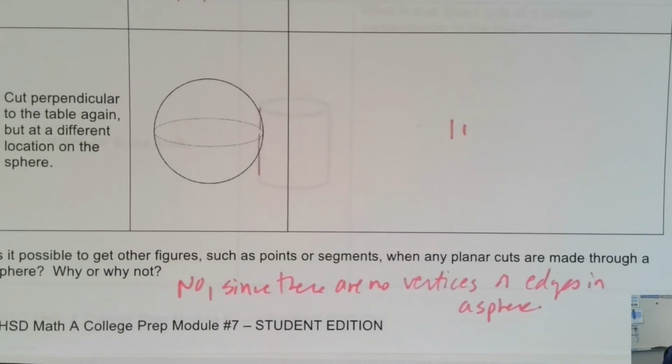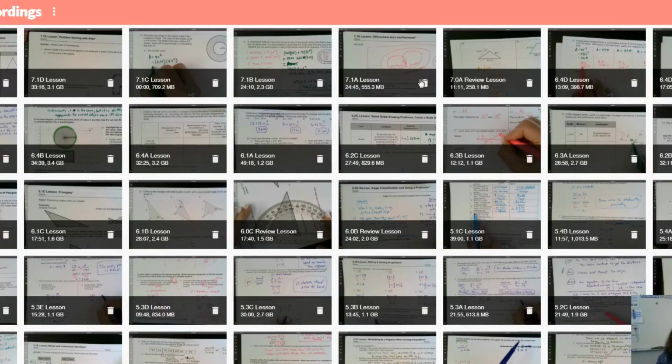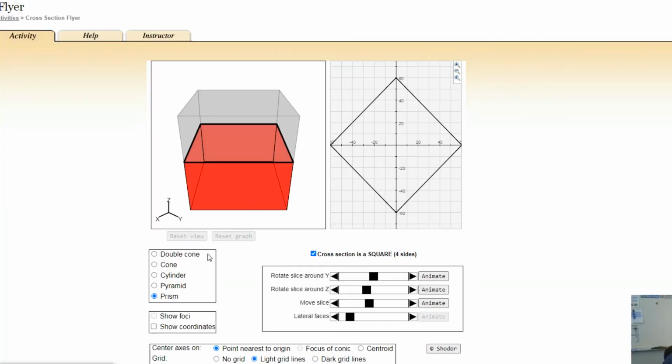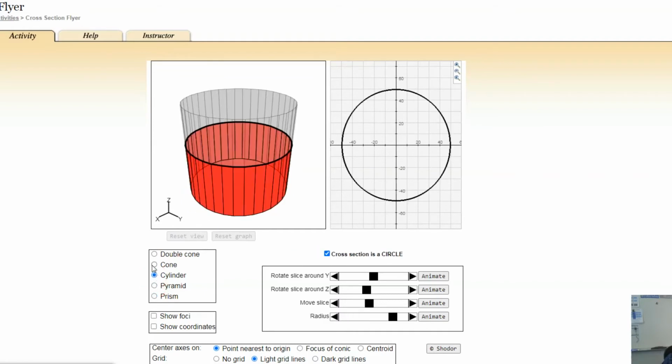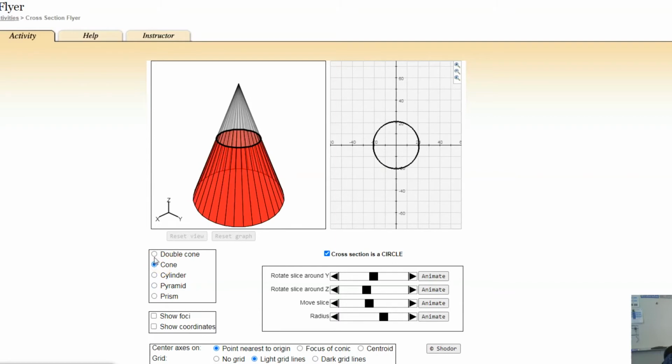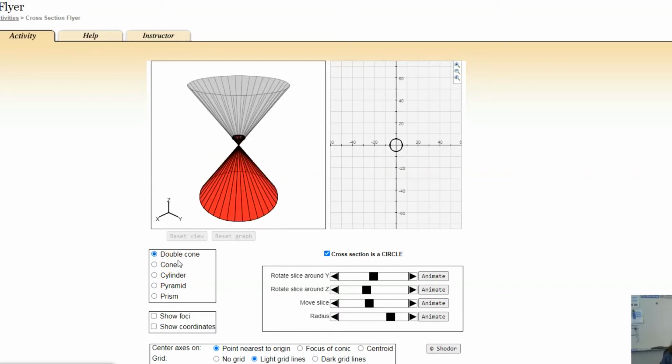Okay, let me see if that website had a sphere option to play with. I don't see one here. So I only see pyramids, cylinders, cones. We will not be using double cones. That's more of a high school thing. Okay, so I don't see that you guys have a circle option on this.